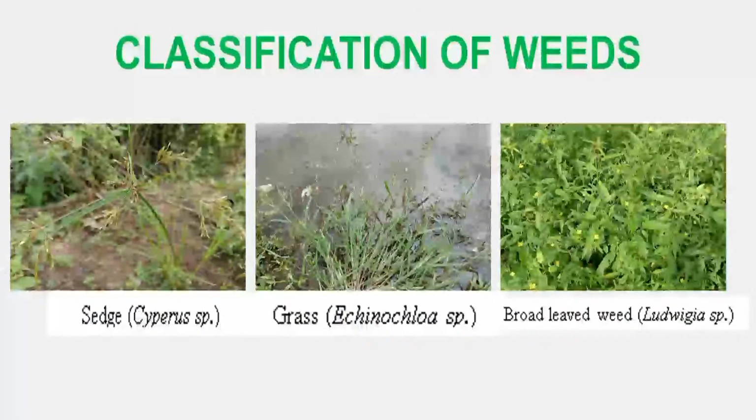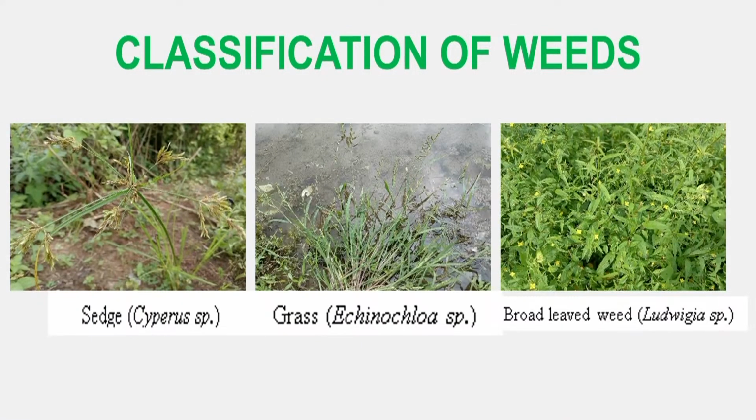Now next comes the classification of weed based on their morphological character. Here the weeds are categorized into 3 groups. The first group is called sedge, the second group is called grass, and the third group is called broadleaf weed. In case of sedge, there is the Cyperus species, while in case of grass, there is the Echinochloa species which is found in the rice field, while in case of broadleaf weed, the Ludwigia species and Lantana species are commonly found.